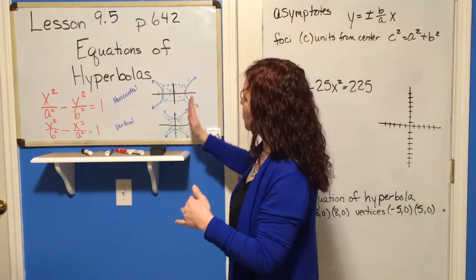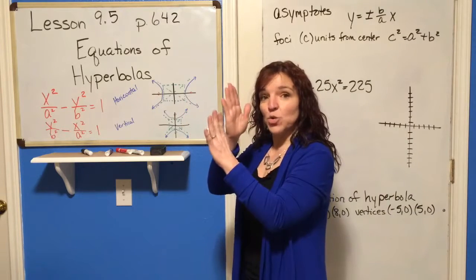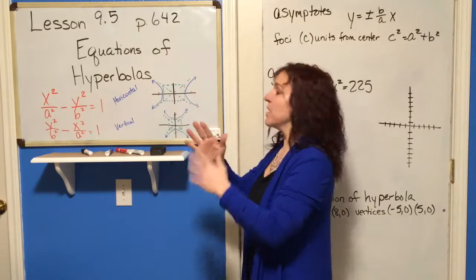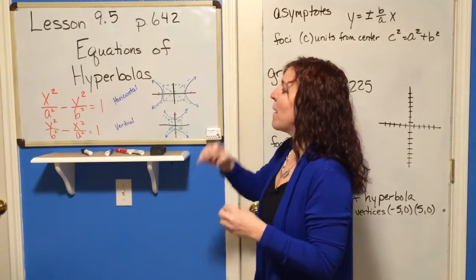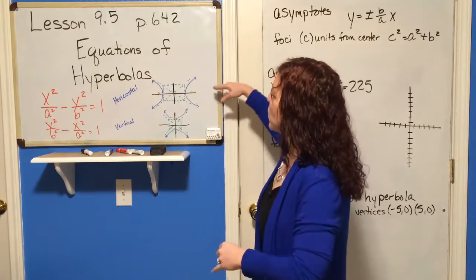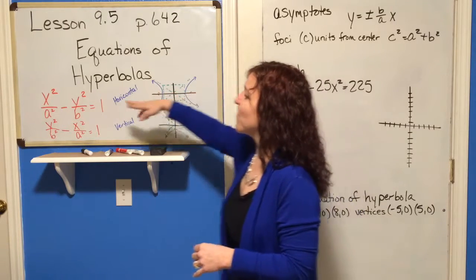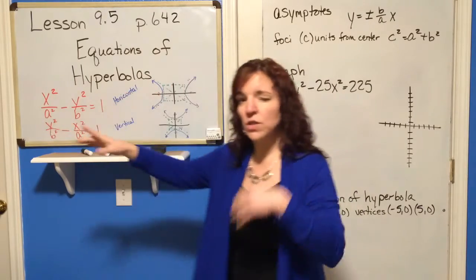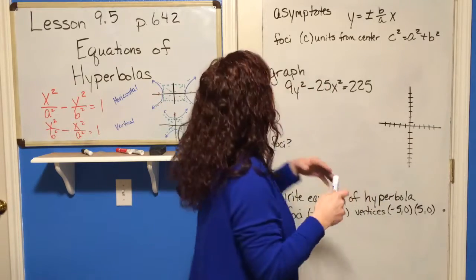If you're going to use the vertical line, the y-axis, as your major axis, then you're going to have y squared over b squared minus x squared over a squared equals 1. So if your hyperbola is horizontal, then the x comes first, and if it's vertical, then your y comes first. And if you do a couple, then you'll start to get it. So let's do a couple.